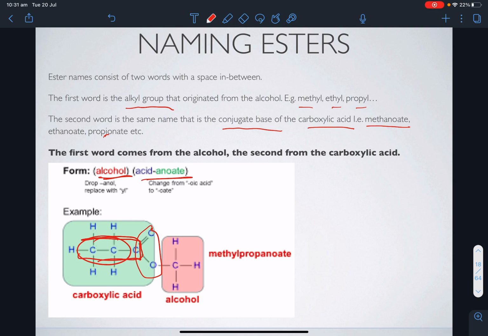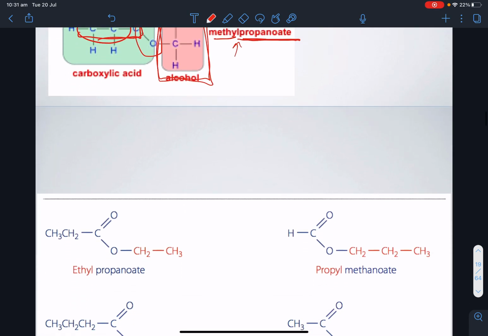So it must have been propanoic acid, so it's a propanoate. Okay. Here on the alcohol originated bit, I've just got one carbon, so it must have come from methanol. So it's a methyl. Oh, this example doesn't give a space. Methyl propanoate. Okay. So the first word comes from the alcohol, the second from the carboxylic acid.